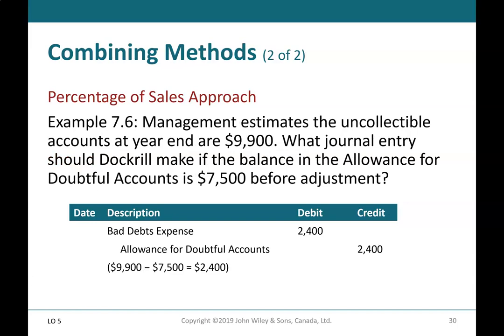Combining methods 2 of 2, percentage of sales approach. Example 7.6. Management estimates the uncollectible accounts at year-end are $9,900. What journal entry should Dockrell make if the balance in the allowance for doubtful accounts is $7,500 before adjustments? So you would debit bad debt expense for $2,400 and credit allowance for doubtful accounts for $2,400. Remember, you're doing the offset adjustments, which is the $2,400.